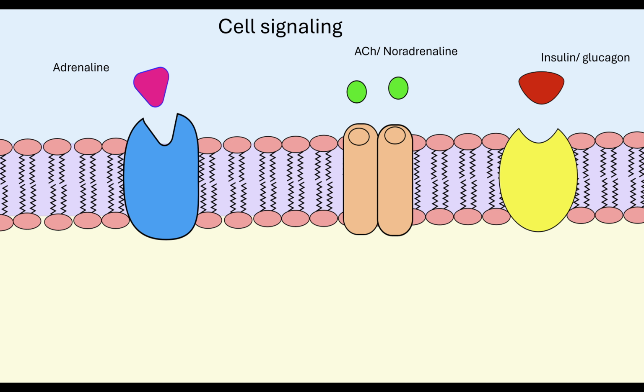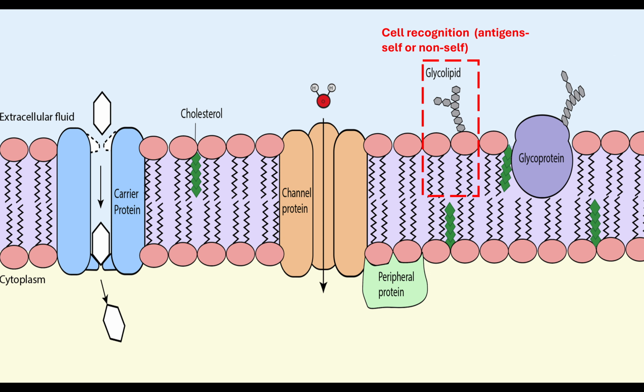The whole point in these glycoproteins, these receptors, is to signal different cells. When you get to module 5, you will learn about the effects of adrenaline. You'll learn about the effects of acetylcholine, noradrenaline. You'll learn about insulin and glucagon. So it's important that you note that the proteins that are in the plasma membrane have got a role to play in cell signaling, the communication between the cells within the body.